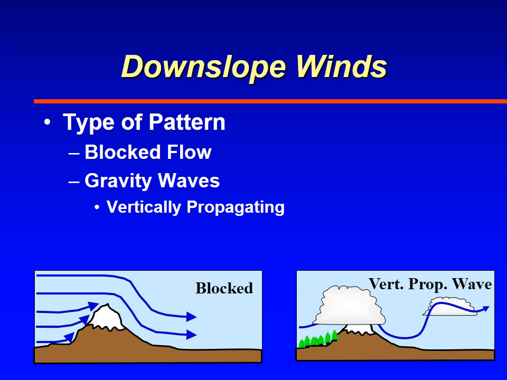So this typically happens under block flow conditions and also with vertically propagating waves, but more so you'll see it with the vertically propagating waves quite frequently. So this goes hand in hand with strong downsloping winds. When you have strong downsloping winds, you also have a hydraulic jump, and that seems to happen more frequently with vertically propagating waves.